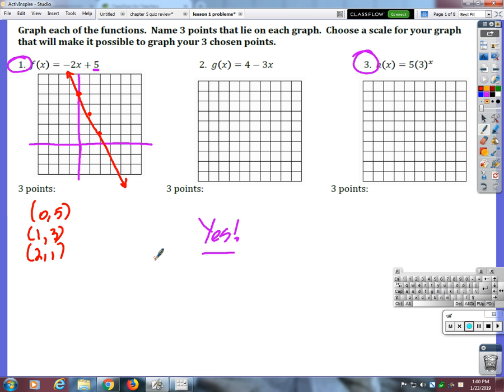We have to name 3 points. They don't have to necessarily be those particular points, but those are the ones that seem easiest to me. The y-intercept and then a couple after that, right? So you guys have any questions about how that just happened? You feel okay about that? That's easy. Not that exact function.